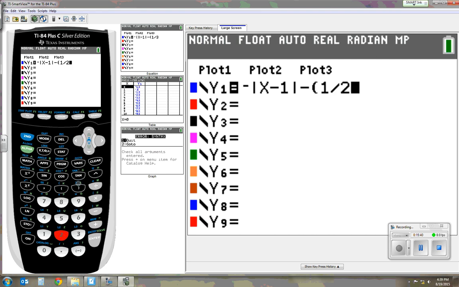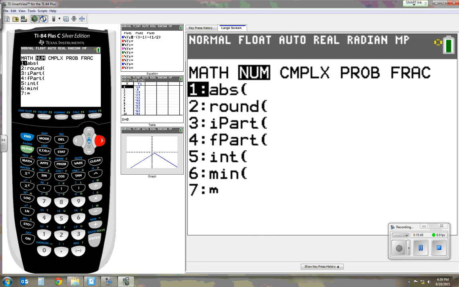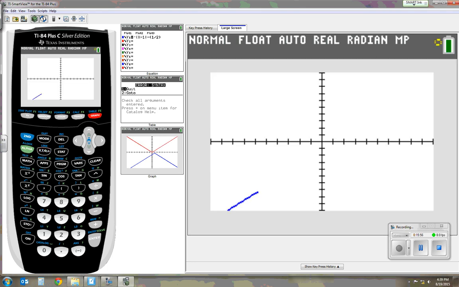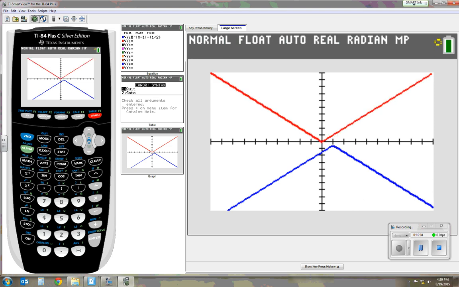And then in my y sub 2, I'm going to put the parent function so we can compare it. So I'm going to graph this. Okay? And the red one is the parent function, and the blue one is your new transformed function. And all of these things happened that we listed. It reflected over the x-axis, it moved to the right by 1 unit, and it moved down by 1/2 unit. So we can use our graphing calculator to determine our transformations and check our answers.